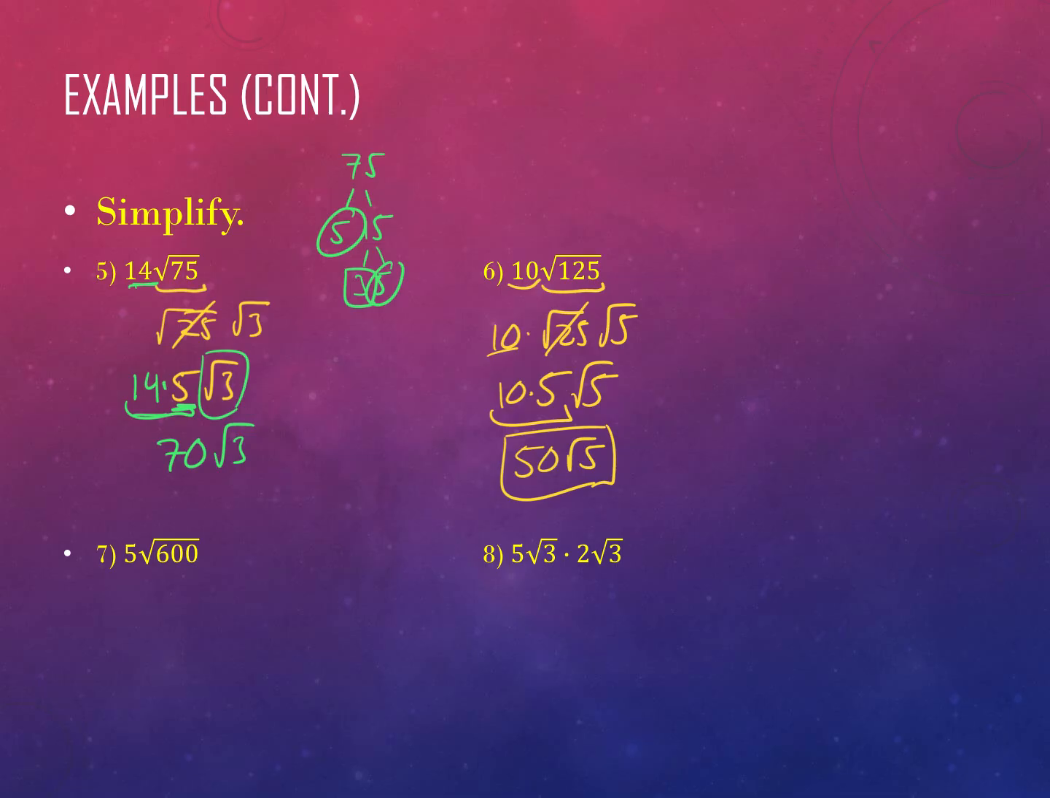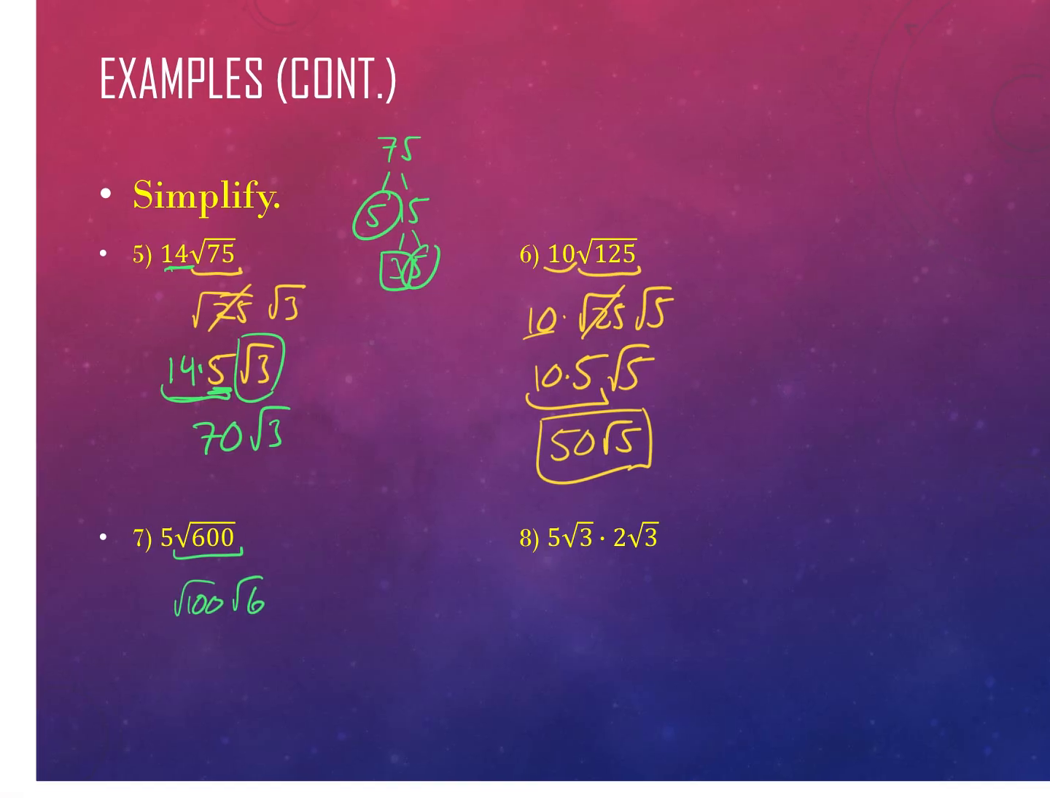Now next one, 5 square root of 600. Think about what perfect squares are in 600, right? Our perfect square is going to be 100 times 6. All right, so I get 5 square root of 100 square root of 6, and square root of 100 is 10. So I get 5 times 10 square root of 6. Whole number times the whole number is going to be 50 square root of 6. And there's nothing more we can do to that, so we leave it alone.